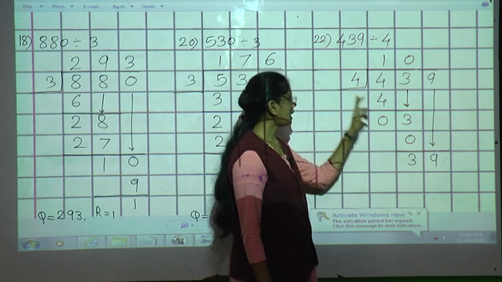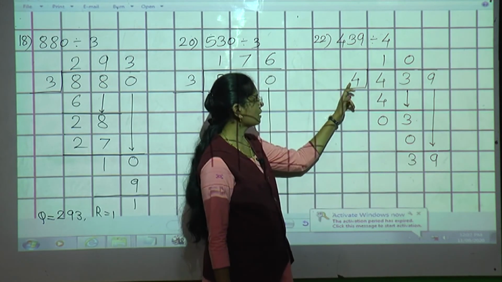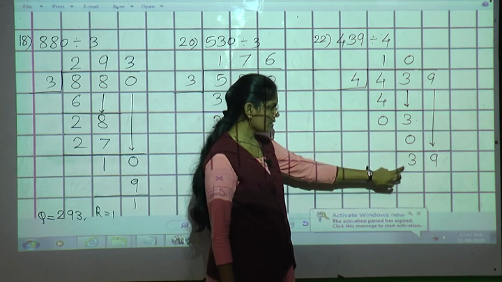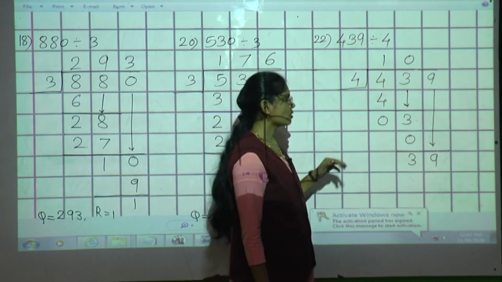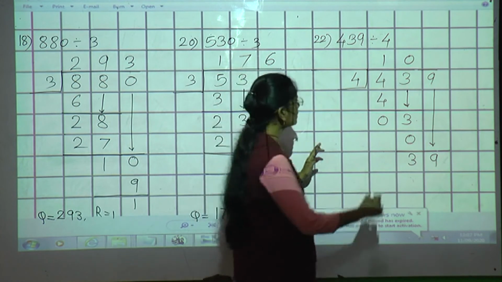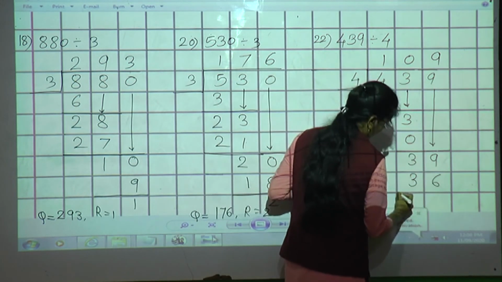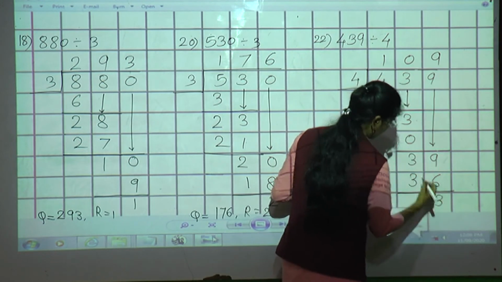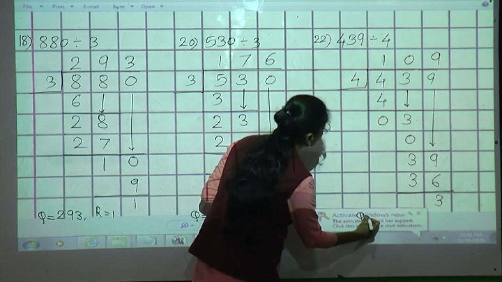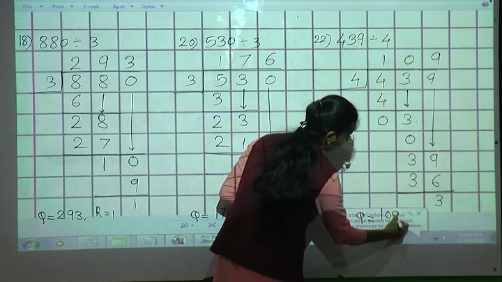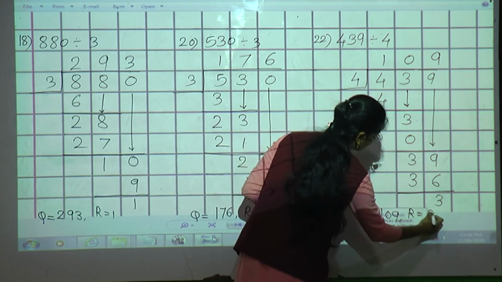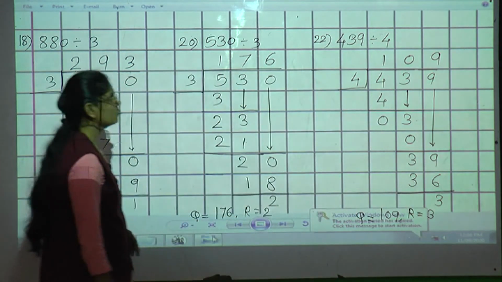Now 39 by 4. Again see the table of 4. 39 is there? No, 39 is not there. So what we will do? Yes, 4 9s are 36. Now 39 minus 36, 3. So what is the quotient? Q is equal to 109 and R is equal to 3. Clear? Okay.